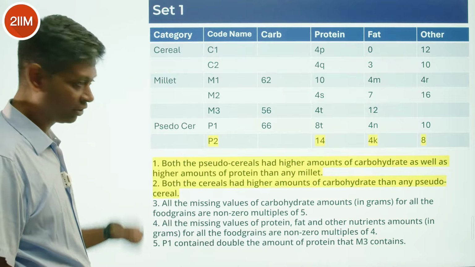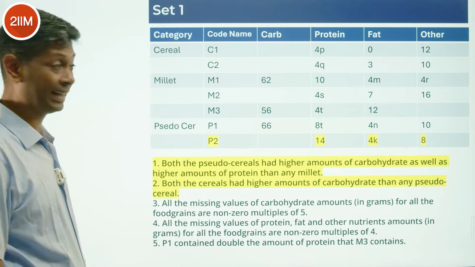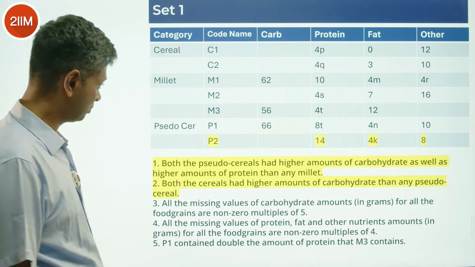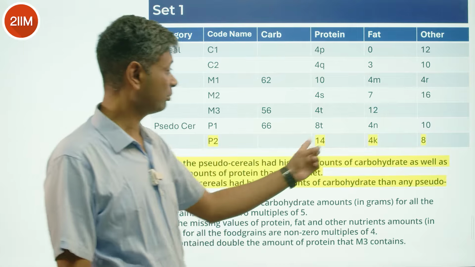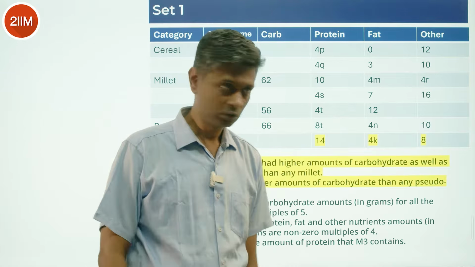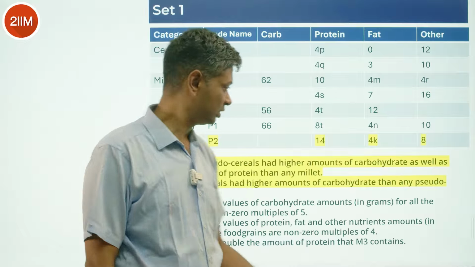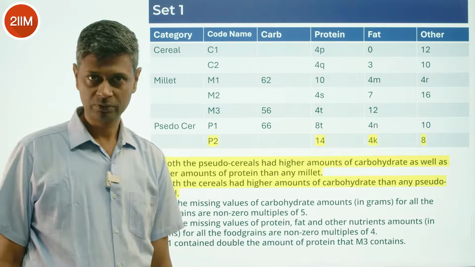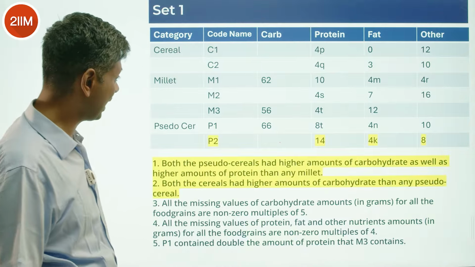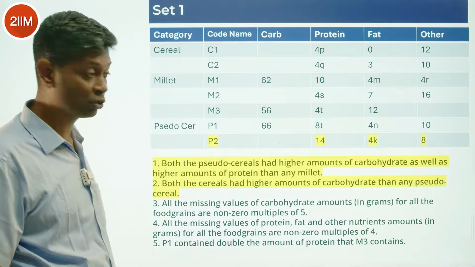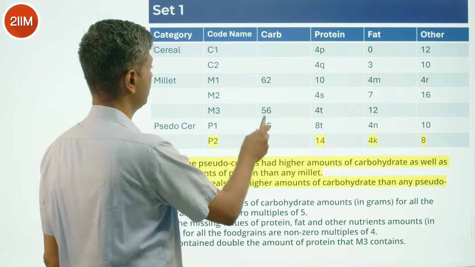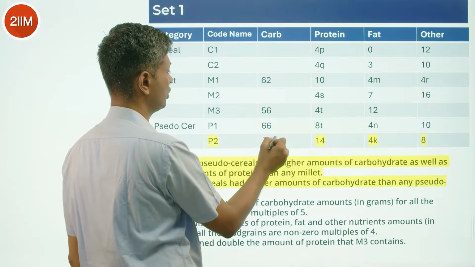I filled all of this in and we know that this can be attacked really well. P2 likewise opens up some things. 14 plus 8 is 22 plus a multiple of 4. This is a multiple of 5. And we know pseudo cereal had higher amounts of carbohydrate as well as higher amounts of protein than any millet. This is a 56 and a 62. This is more than 62.